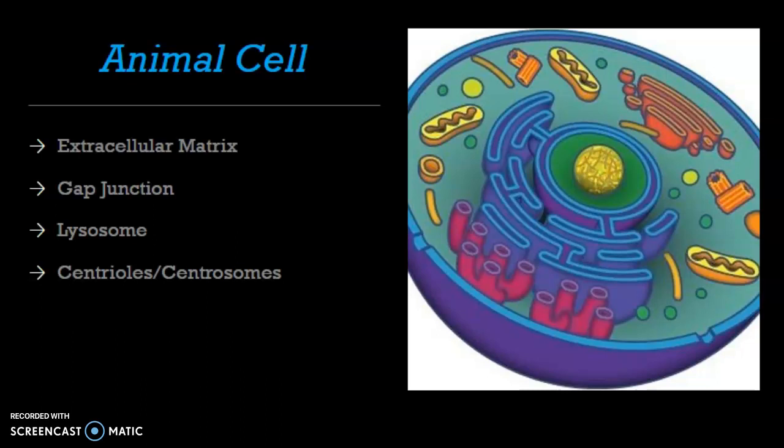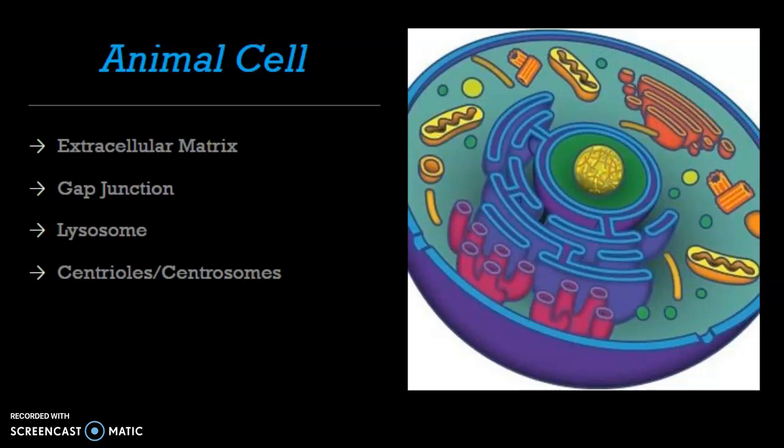Animal cells have an extracellular matrix, which is on the outside of the cell membrane. It is made up of glycoproteins, and it also allows the cell to change its shape. The gap junction is also a unique trait found in animal cells. These are channels that allow small ions and signaling molecules to pass through from cell to cell.